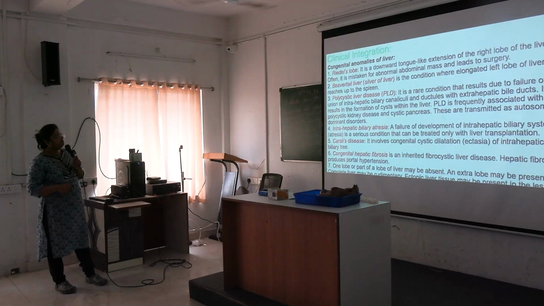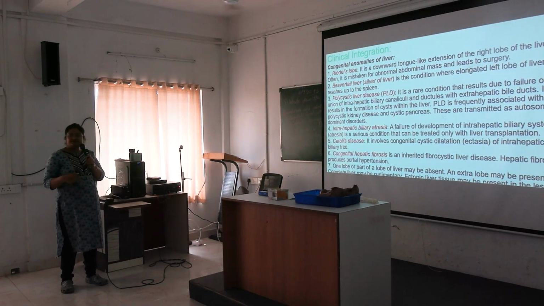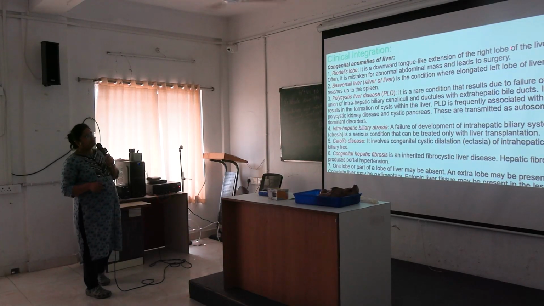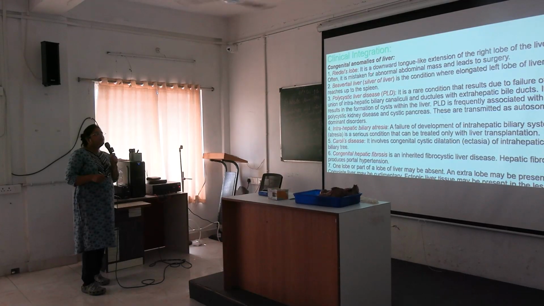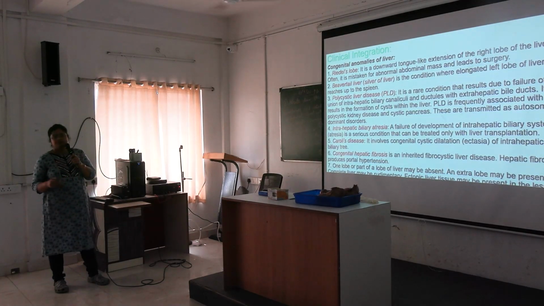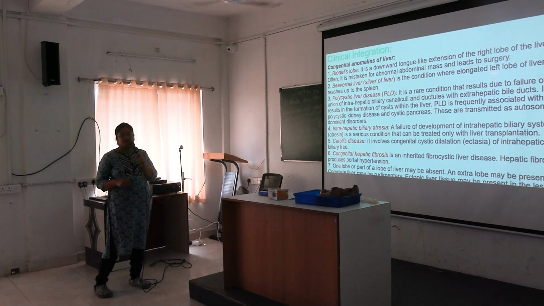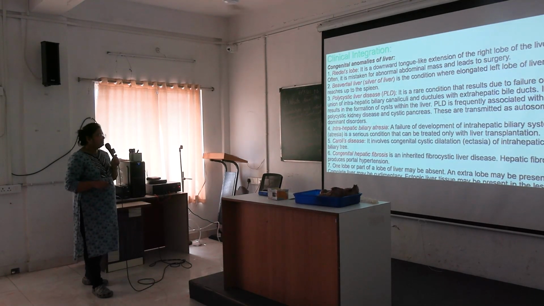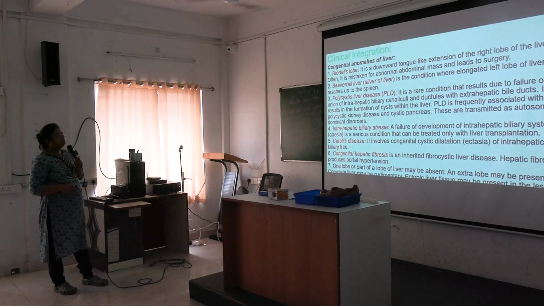These are some clinical aspects. Riedel's lobe: it is a downward tongue-like extension of the right lobe of the liver. Often it is mistaken for an abnormal abdominal mass and leads to surgery. Next is beaver tail liver, a condition where an elongated left lobe of the liver reaches up to the spleen. Next is polycystic liver disease.